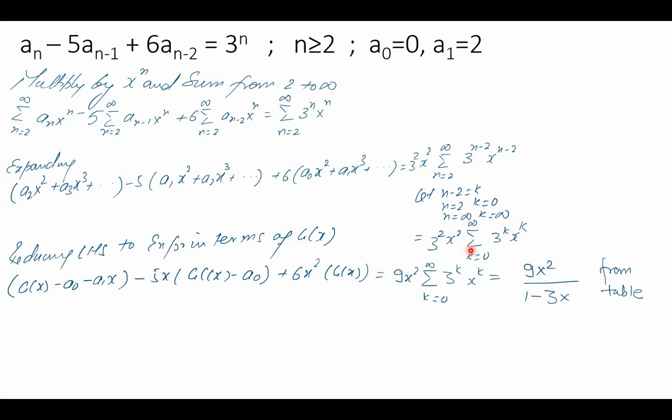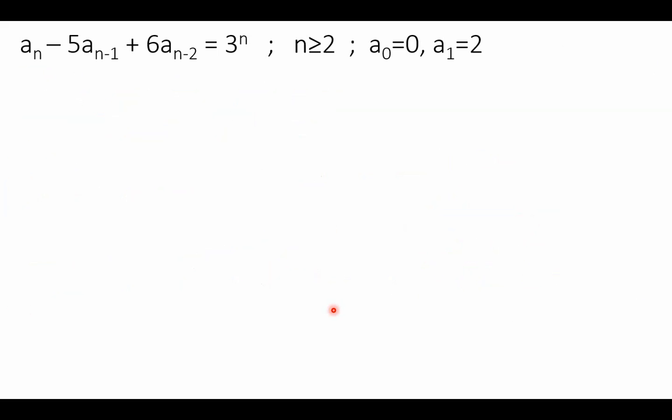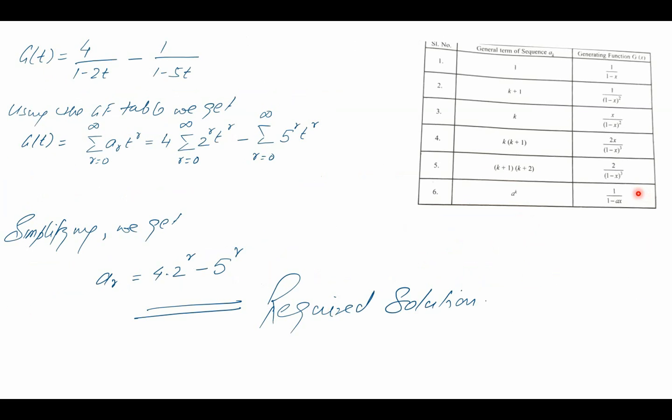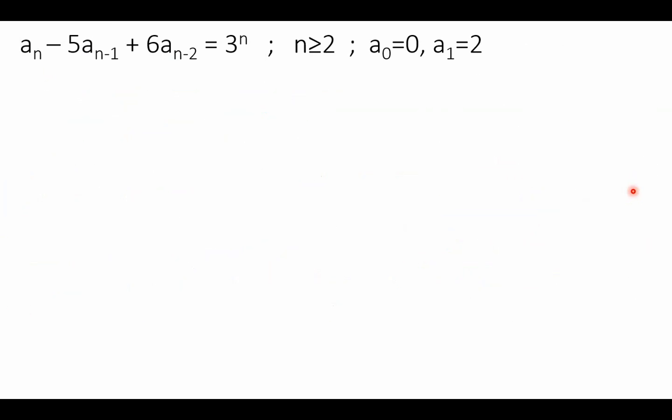And once again, we'll use the table. If you remember, the table tells me that this is equal to 1 upon 1 - 3x. So I'll show you the table once again if you want. See the table over here. If I have a to the power k as the general term, then this is the function 1 upon 1 - ax.